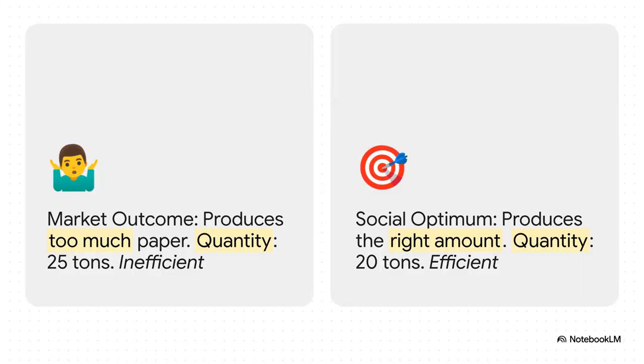And what's the result of ignoring that external cost? Well, the market ends up producing, say, 25 tons of paper. But if we were to account for the true social cost, the ideal amount, the efficient amount for all of society, would only be 20 tons. So the market is making too much paper. It's overproducing because it isn't being forced to pay the full bill for its pollution. That's a classic market failure.